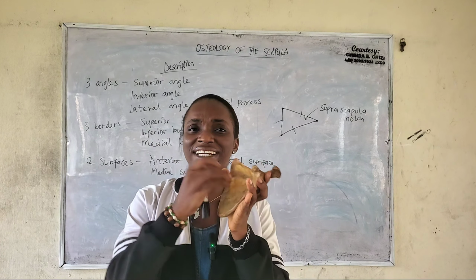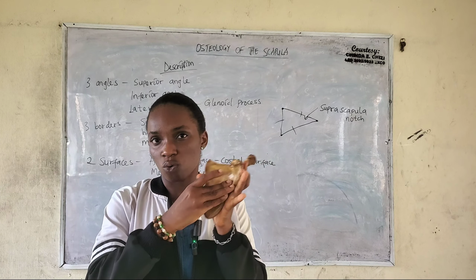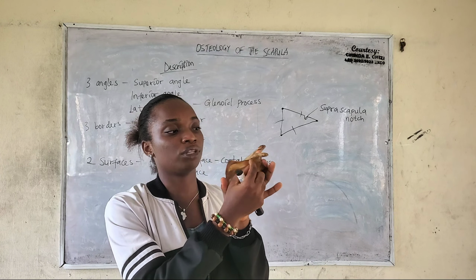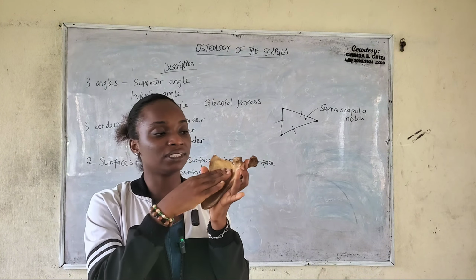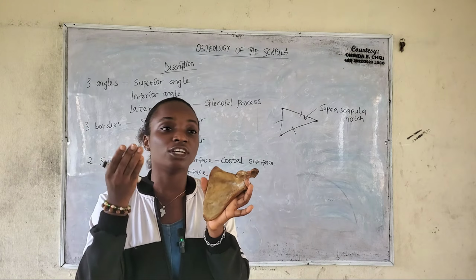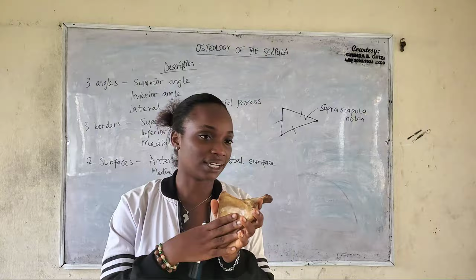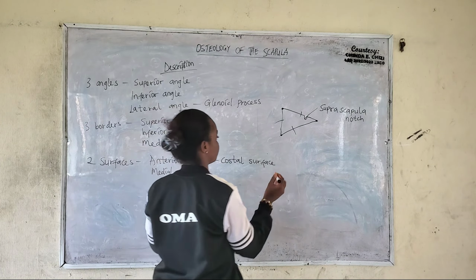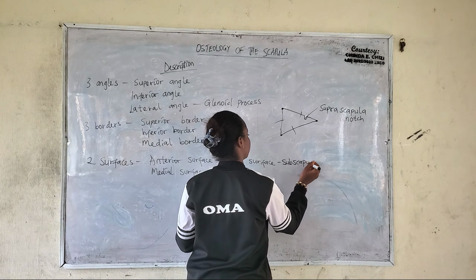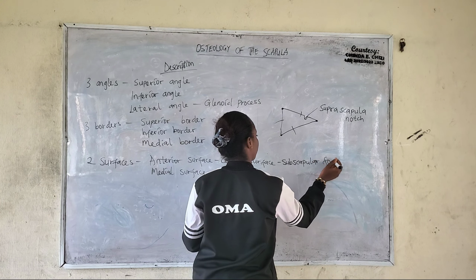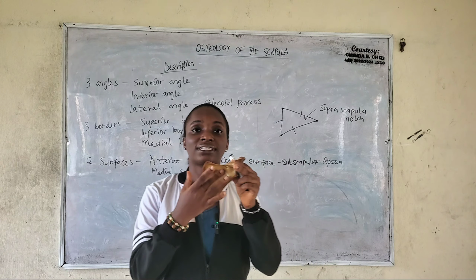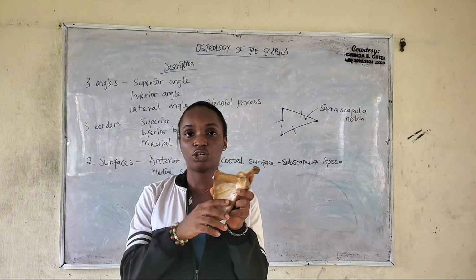Now, it has something like a depression. Not really a hole, because if you say hole, that means you can put your finger through it. That's something like a deepening, a depression. In anatomy, we call it a depression. We have a depression called the subscapular fossa, which is on the anterior surface.